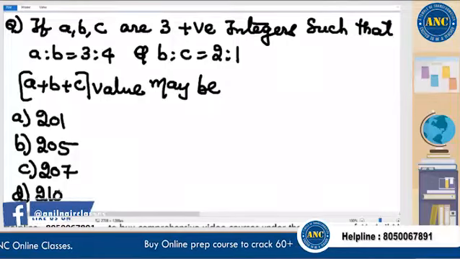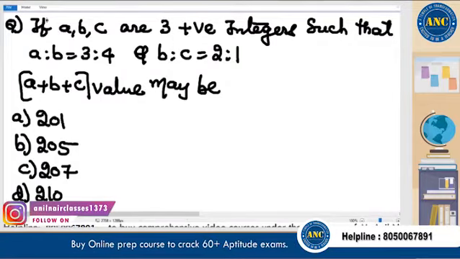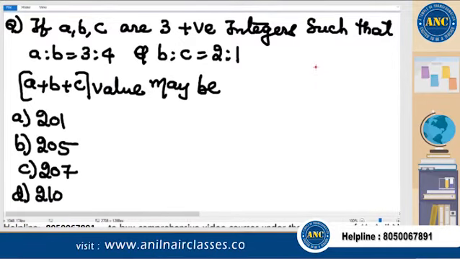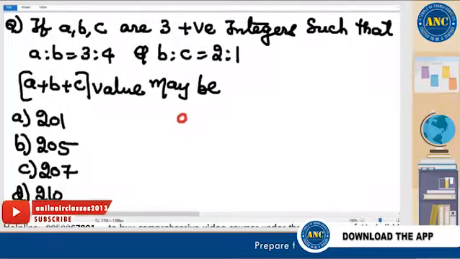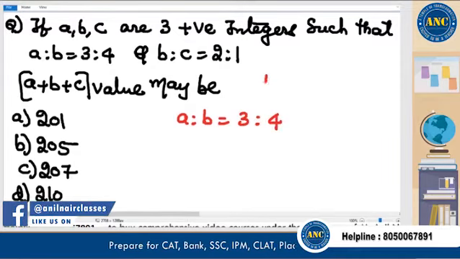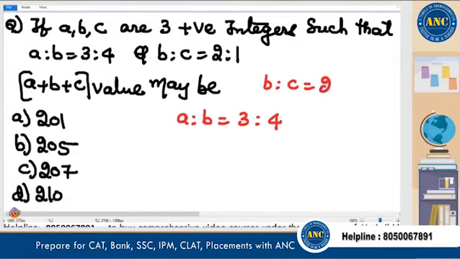Options 207 and 210. A, B, C are three positive integers such that A is to B is 3 is to 4 and B is to C is 2 is to 1. A plus B plus C value may be. Very easy question. A is to B is 3 is to 4. B is to C is 2 is to 1.